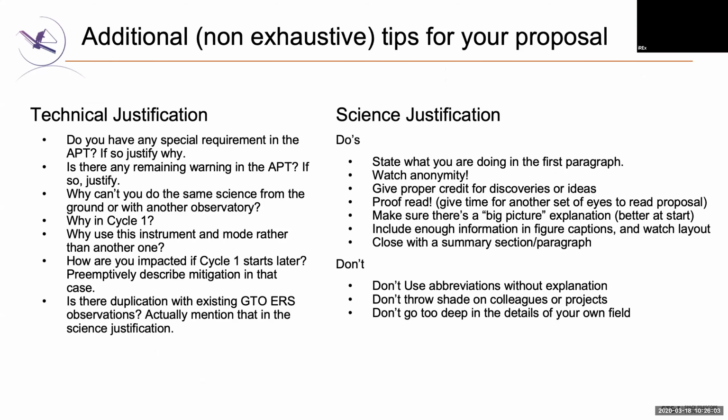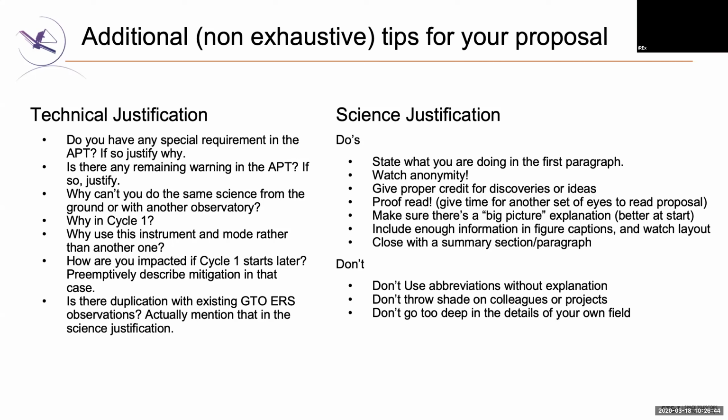There's an additional and non-exhaustive list of tips that I came up with. If you start on the left, in your technical justifications: do you have any special requirement in the APT? If so, justify why. Is there any remaining warning in the APT? If so, justify. Why can't you do the same science from the ground or with another observatory? Why in cycle 1? Why use this instrument mode rather than another one? Are you impacted if cycle 1 starts later? You could preemptively describe mitigations in that case. Is there duplication with existing GTO or ERS observations? Actually, you need to mention that in the science justification if there is.